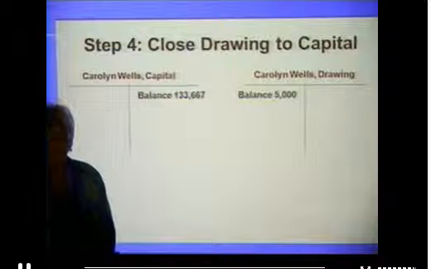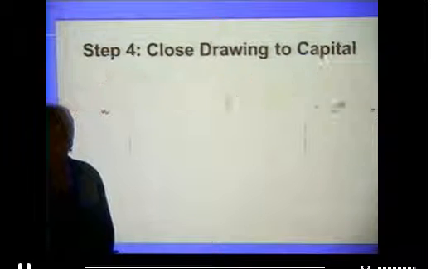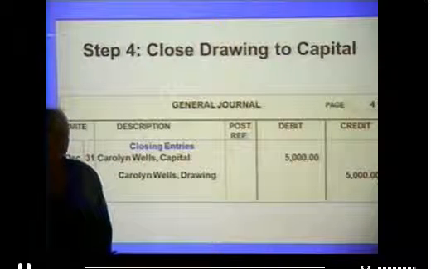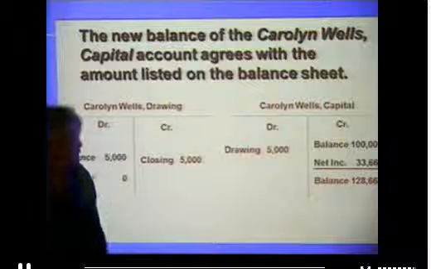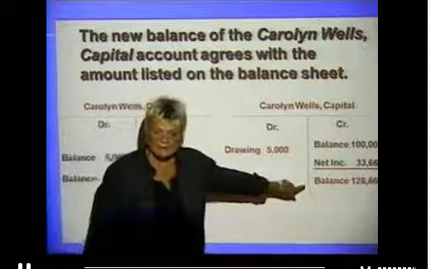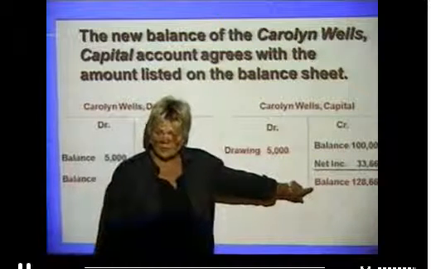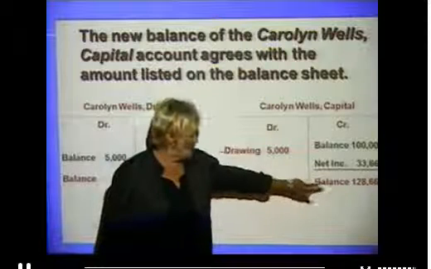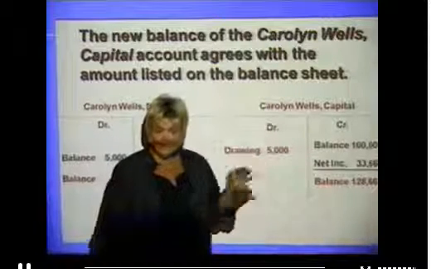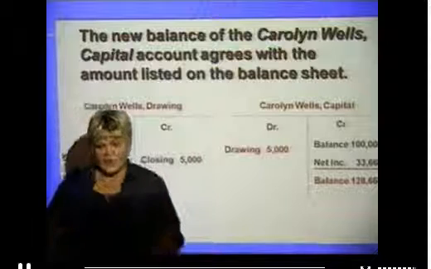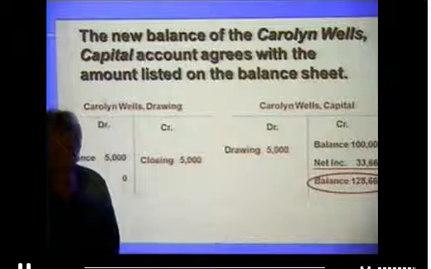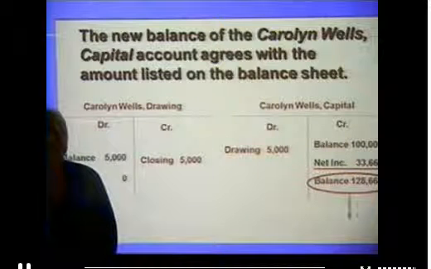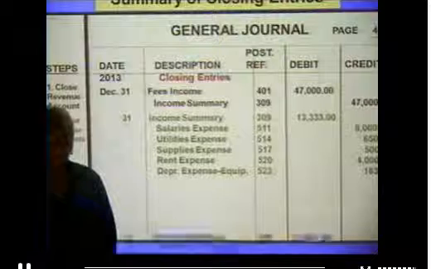Right? Okay. So now, when we've done all these entries, now our owner's equity account will show the correct balance that we figured on the statement of owner's equity. Because we added the net income, we took out the drawing, so now our ledger accounts are up to date. Now they have the correct balance, so we can start a new accounting period. Okay. All right. So here's our entries.